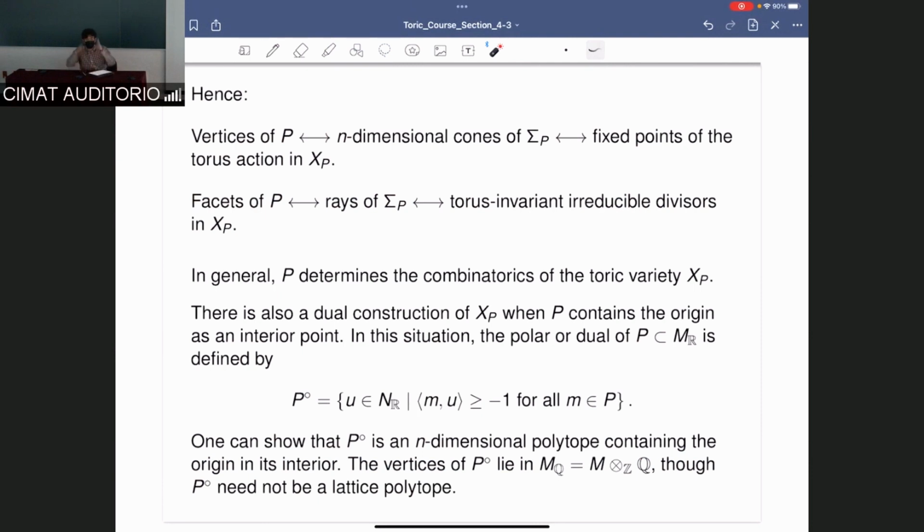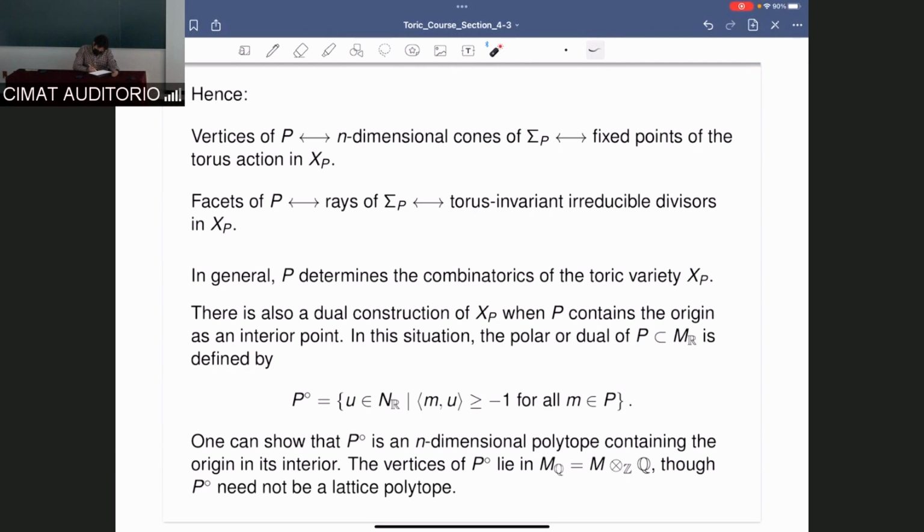P lived in M. P polar lives in N. And is defined as follows. It is the set of the u's that have dot product at least -1 with the points of your polytope. And then one can show that the following happens. We'll see an example in a second.